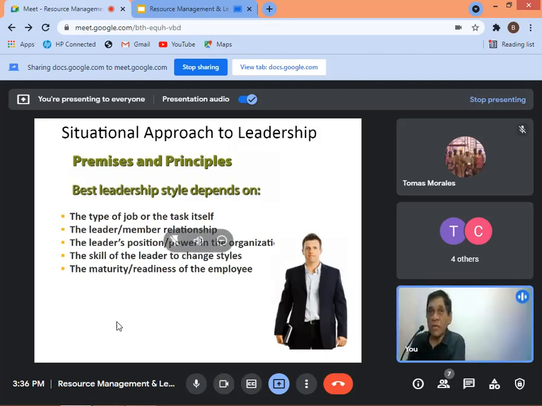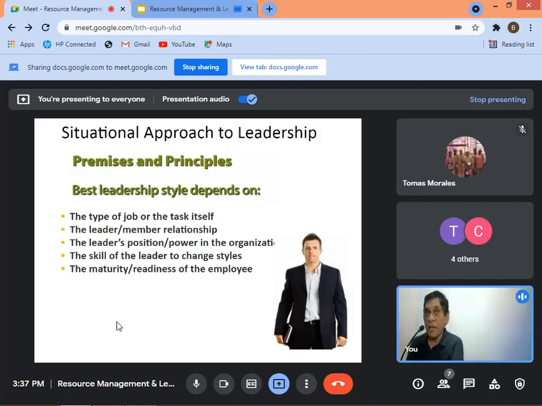The leader's position, power in the organization. So if the leader is in a higher position, you have to adjust your leadership. If the position is lower, entry level position, then you have to make adjustment also. If the position is like supervisor, team leader, team manager, senior team manager, production manager, senior production manager, then you have to adjust your leadership really, depending on the position and the power in the organization.